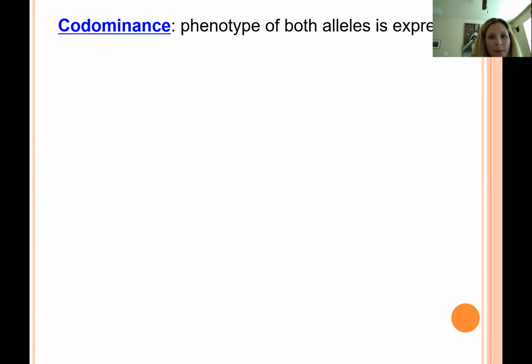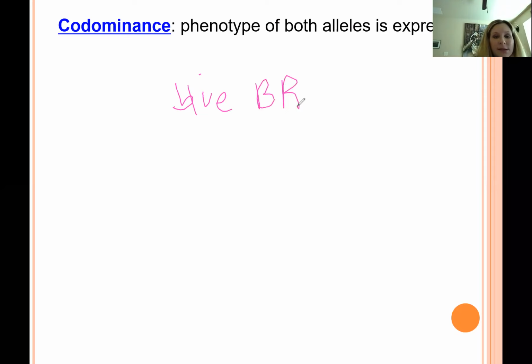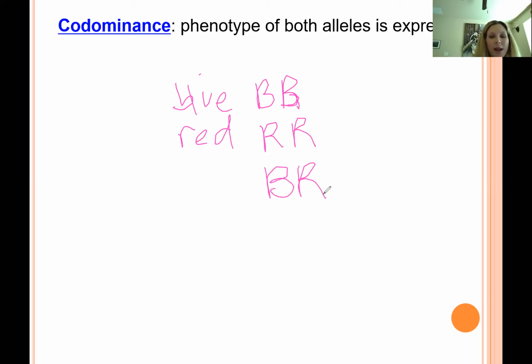So I'm going to say that blue scales are big B, big B. And then red scales, that's supposed to be a B because I was thinking what I was going to put here, are big R, big R. So if they have two big Bs, they're blue. If they have two big Rs, they're red. What happens if they inherit one B and one R, and it's codominant?